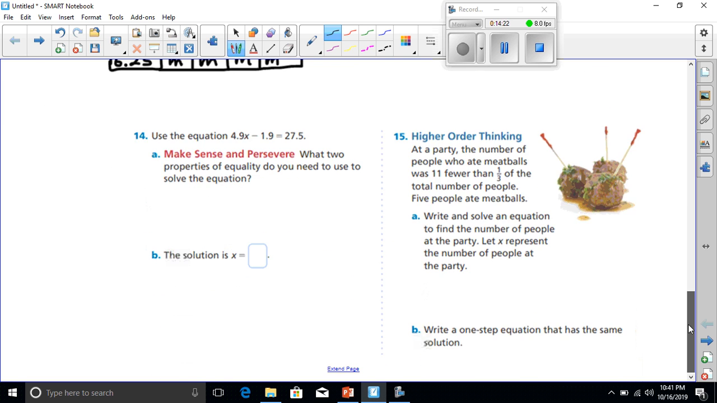All right, we're off to number 14 now. It says use the equation 4.9x minus 1.9 equals 27.5. All right, make sense and persevere. What 2 properties of equality do you need to use to solve this equation? So if I was going to work this problem, which I have to find a solution down here, so I guess I'll see what I'm going to use.